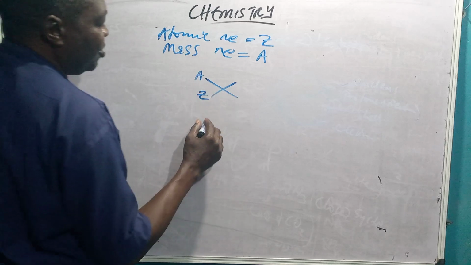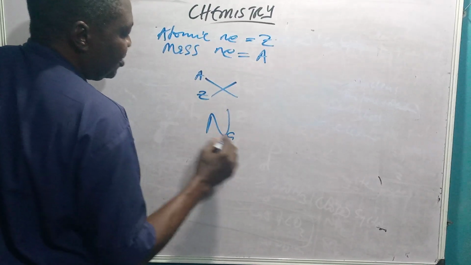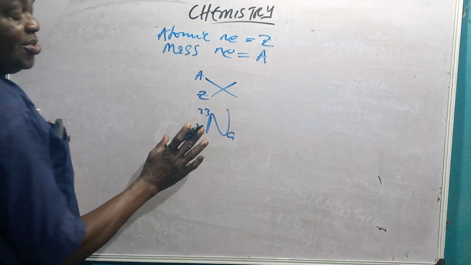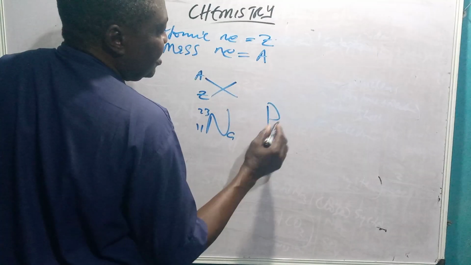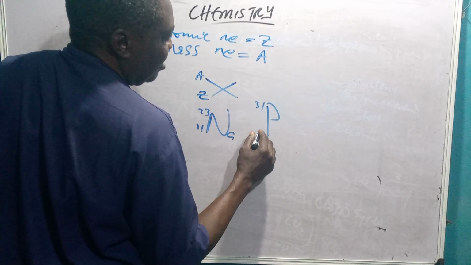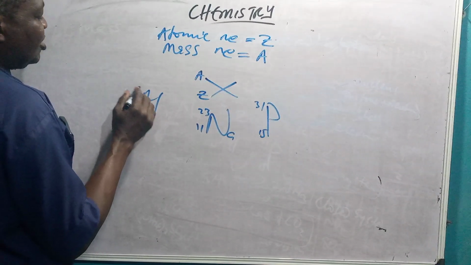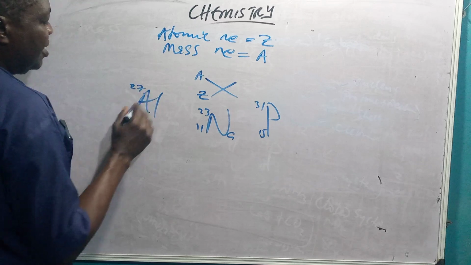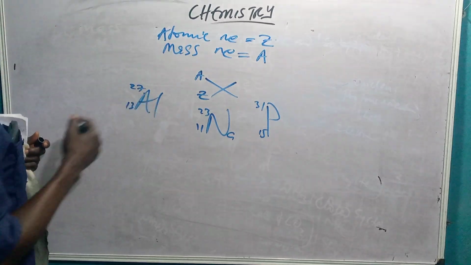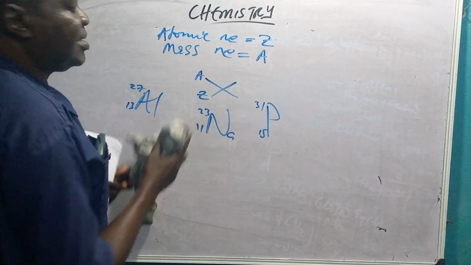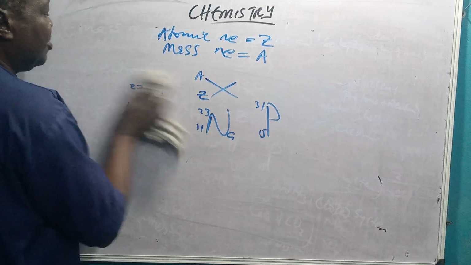Let's say, for example, you have sodium. Sodium has atomic number of 11 and mass number of 23. This is how you write it. Then phosphorus has mass number of 31, atomic number of 15. While aluminium, for example, has mass number of 27, atomic number of 13. So these are the various ways you can use atomic number and mass number to write symbols of some elements.